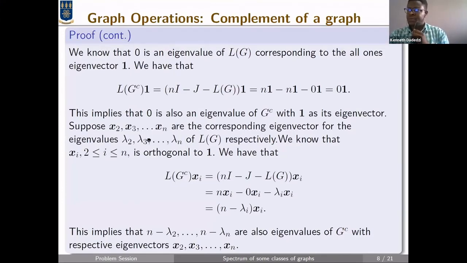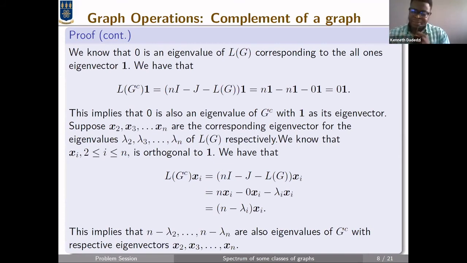So if you let these eigenvectors correspond to the eigenvalues of L of G, then we can use this idea to compute here. Because they are orthogonal to the all ones vector, this side becomes 0. And from here we get n minus the eigenvalue, and this side is the identity. So definitely we get our result, right? That gives us the spectrum of the complement of the graph. And the question is, what can we use this information for?